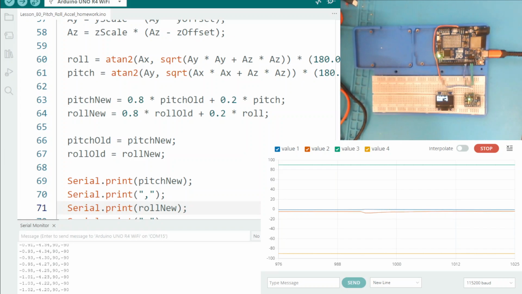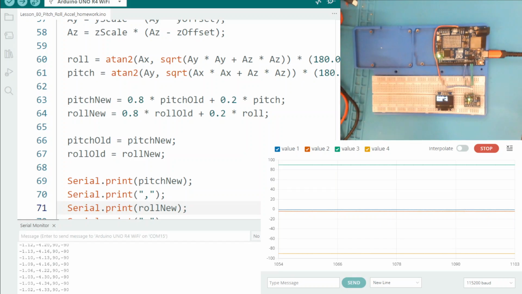This is the homework for lesson number 80, pitch and roll accelerator, and putting a low pass filter in there to kind of smooth out any vibrations going X or Y, or Z for that matter.